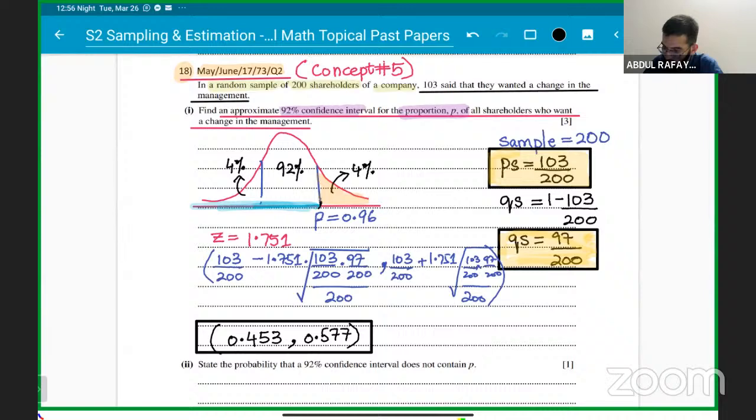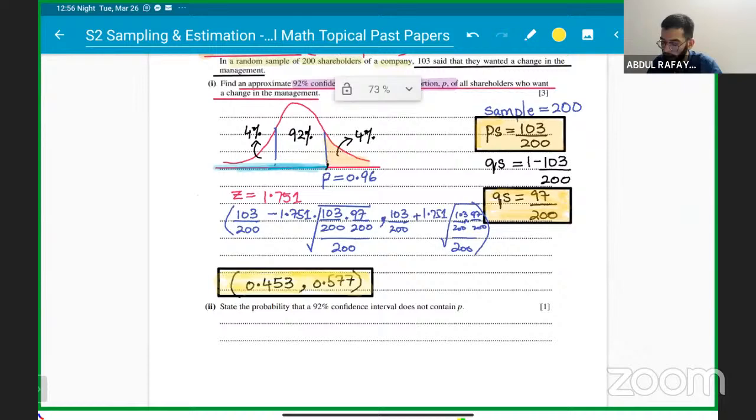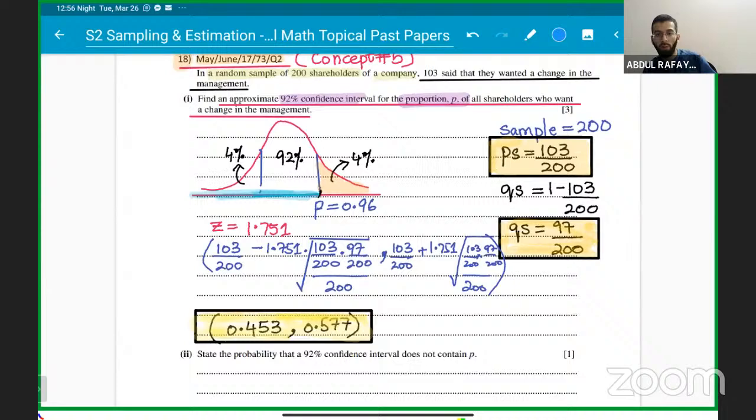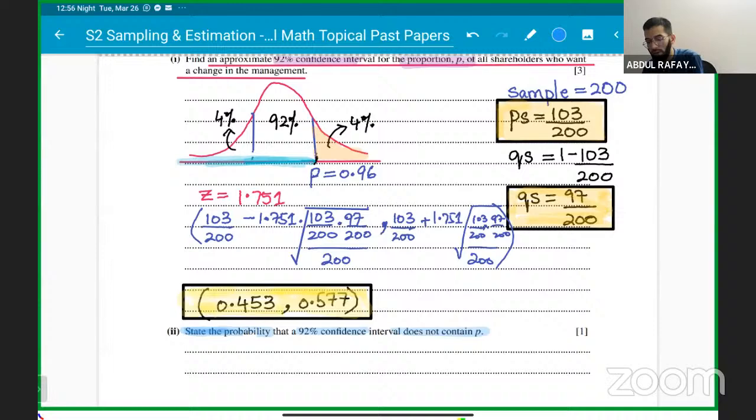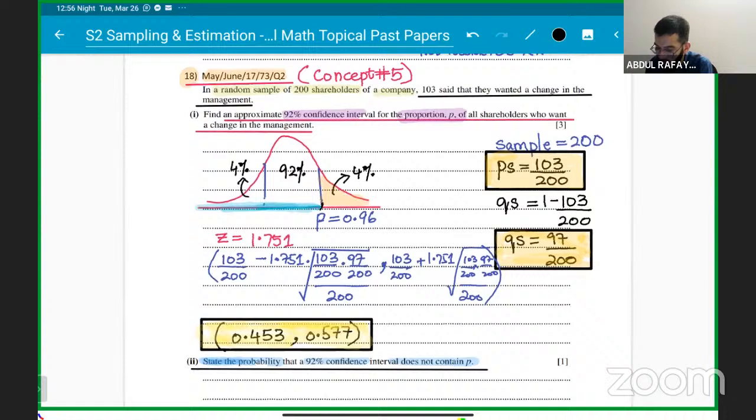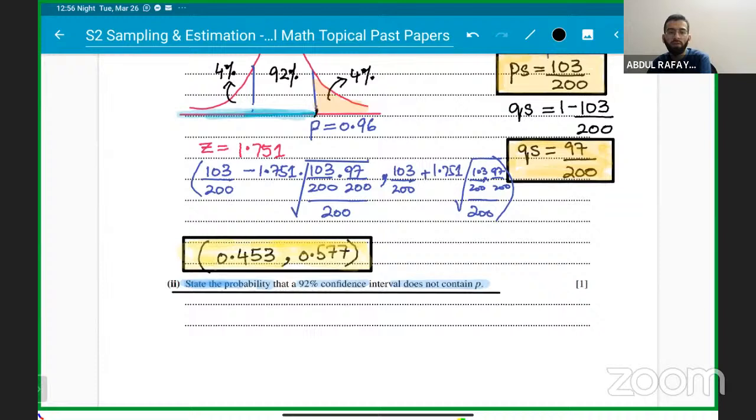Here we go. What we need to understand, this is again an explanation of the population proportion. How do you find the confidence interval and how will you get the marks on it? When you use this formula for the proportion of success and failure, we have to state the probability in the next part: state the probability that the 92% confidence interval does not contain p. In simple words, there is a 92% confidence that the population proportion p will lie between 0.453 and 0.577.